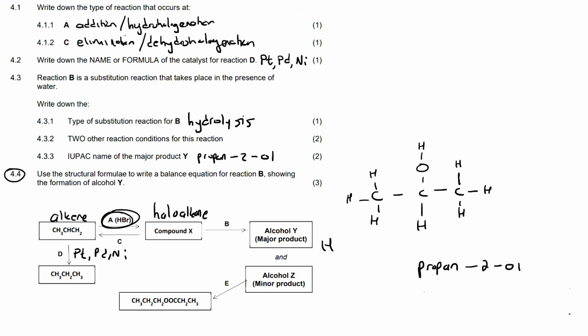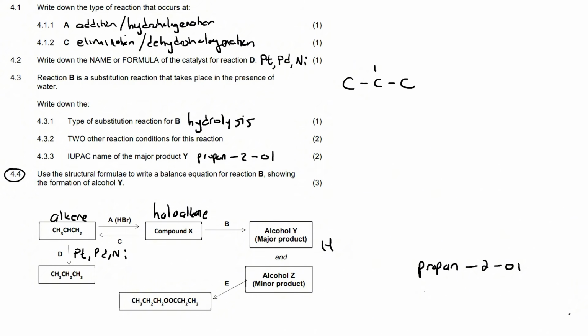This question here says, use the structural formula. Oh, and by the way, guys, remember we still have more questions coming up. Use the structural formula to write a balanced equation for reaction B, which is the haloalkane going to the alcohol, showing the formation of the alcohol. So let's quickly re-look at that. Remember we said compound B looks like this. It's got the Br in the middle there, and the rest is all hydrogen.